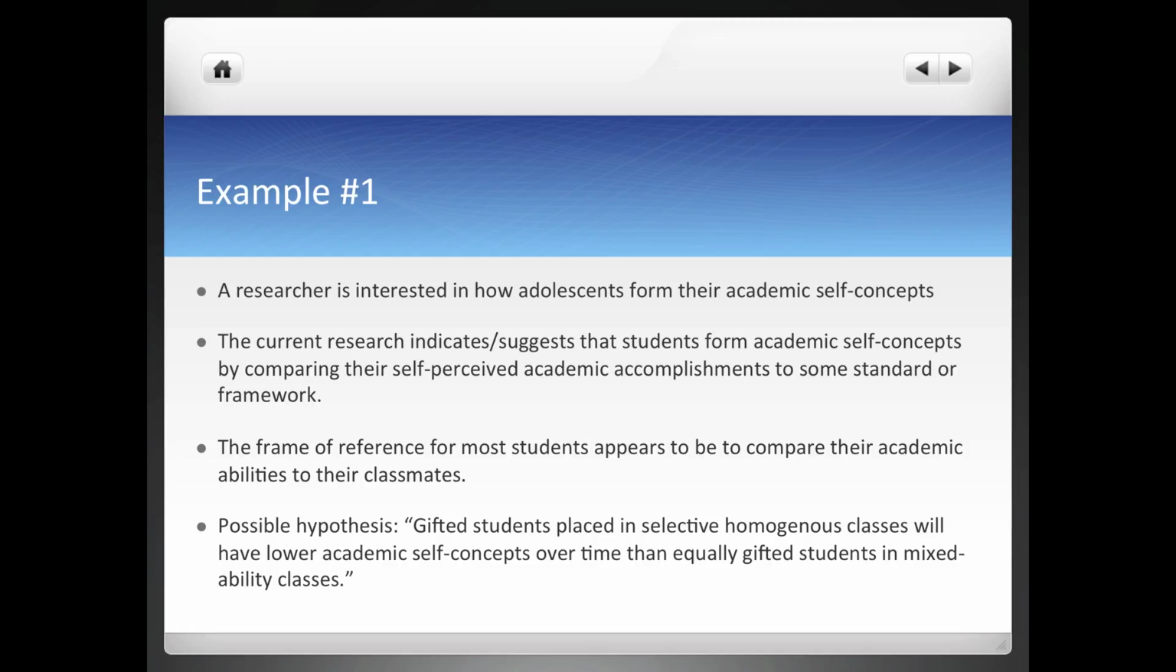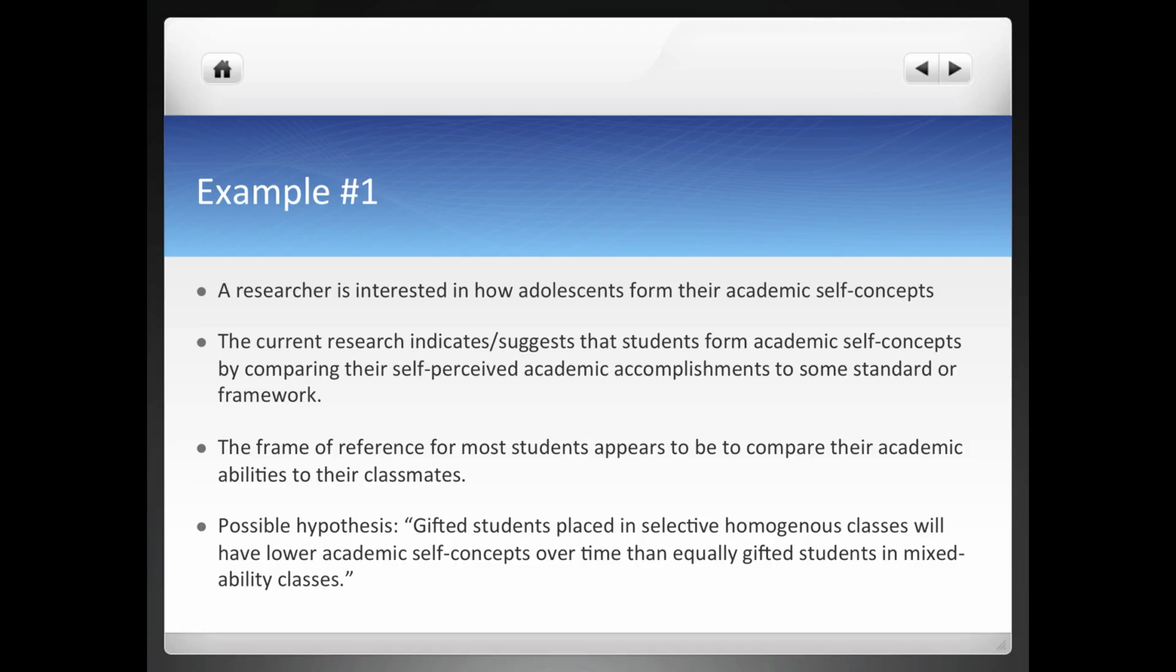So a possible hypothesis that a researcher could put on this: gifted students placed in selective homogeneous classes will have lower academic self-concepts over time than equally gifted students in mixed ability classes. Now think that one through. A homogeneous class means that you're put into a class with people of the same level, if you will.